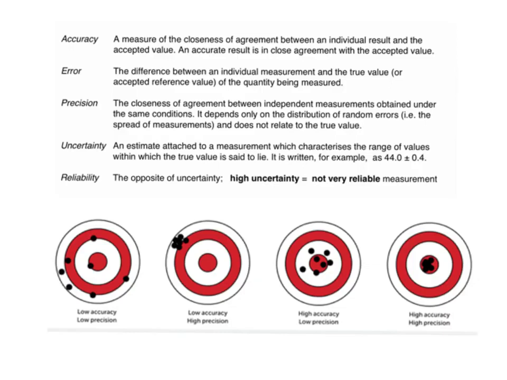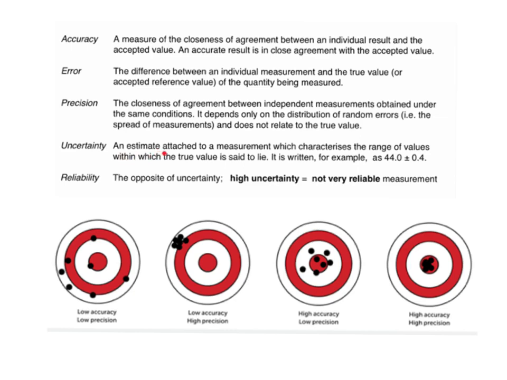Now, some of the wording that can be confusing is the word error. You assume you've done something wrong, but it's not. The error is the difference between your individual measurement and the true value, or the accepted or reference value of the quantity being measured. Now we can look at this in terms of glassware in a moment.